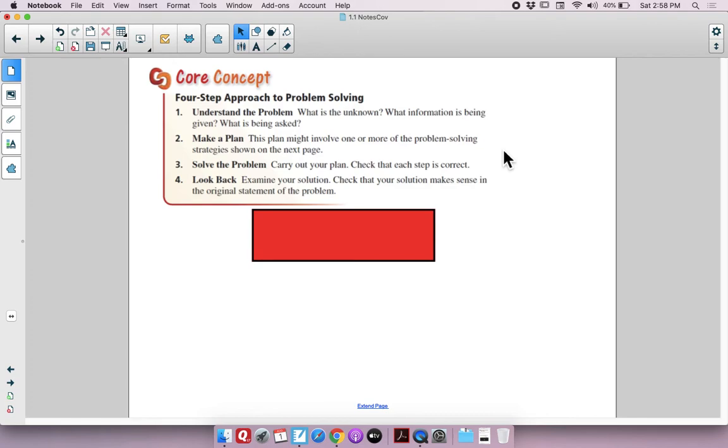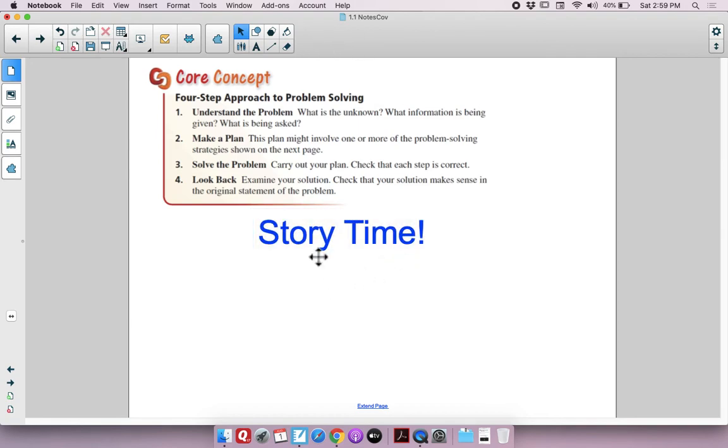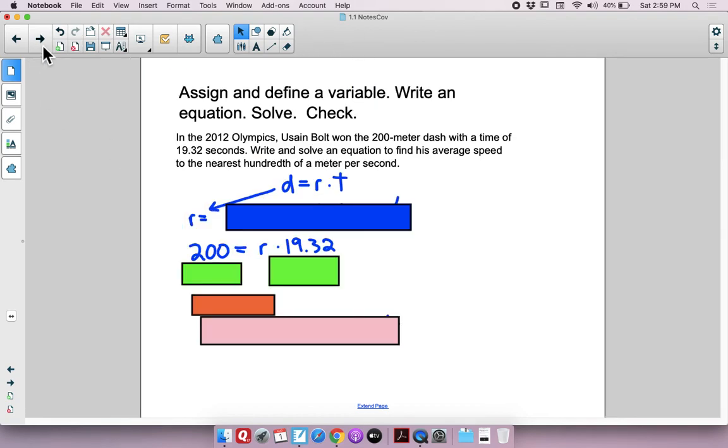Solve the problem, and then ask yourself, especially if it's a word problem, does my answer make sense? Would it make sense that if the question was how many bowls of cereal did Johnny have for breakfast, and you got 18, that obviously doesn't make sense. So you want to check. Okay? So that was your story time. All right, on we go.